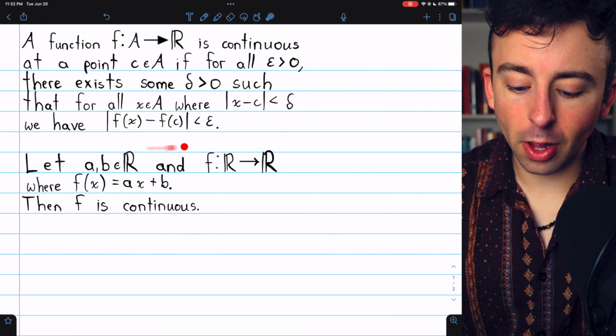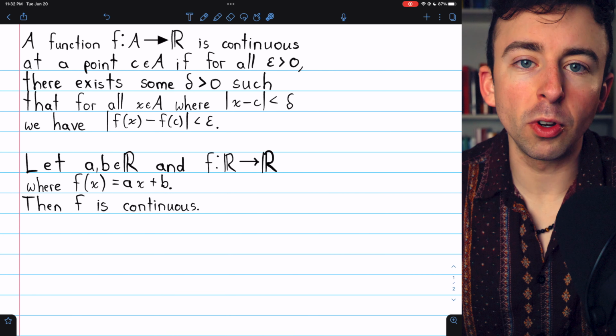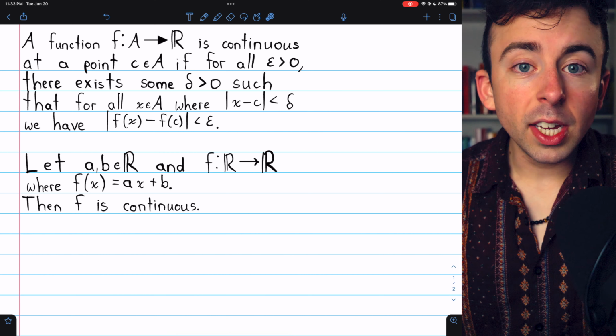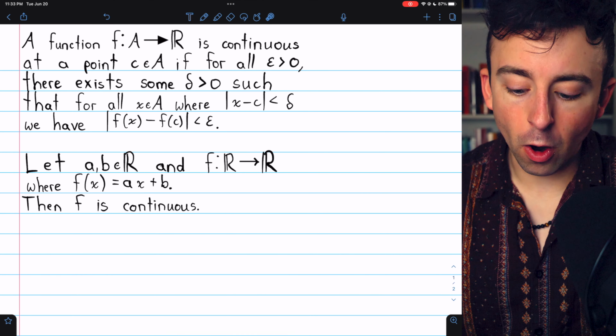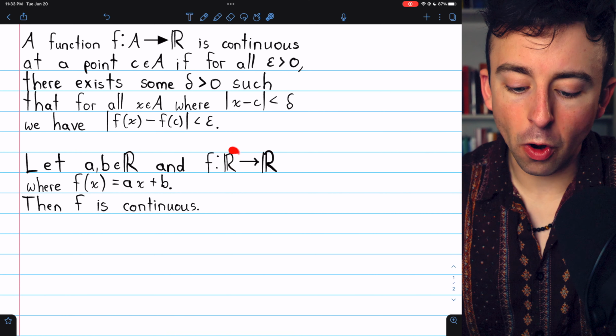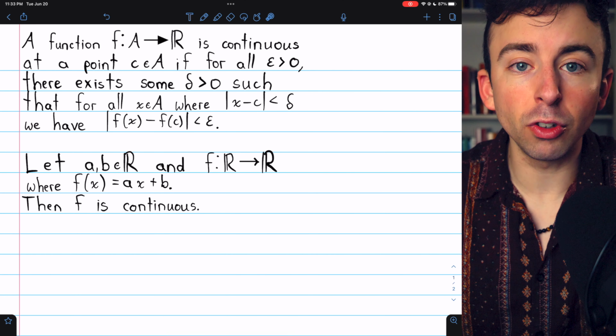Here is the epsilon delta definition of continuity. If you need a recap, I'll leave a link in the description if you need a more thorough review of that. The idea will simply be to take an arbitrary epsilon greater than zero, an arbitrary point in our domain, and then we'll show that the rest of this stuff works out by choosing a suitable delta.